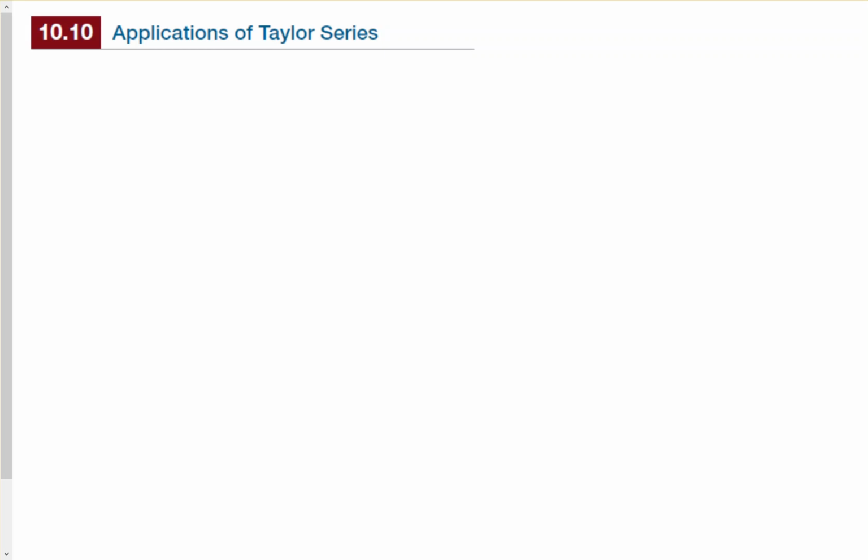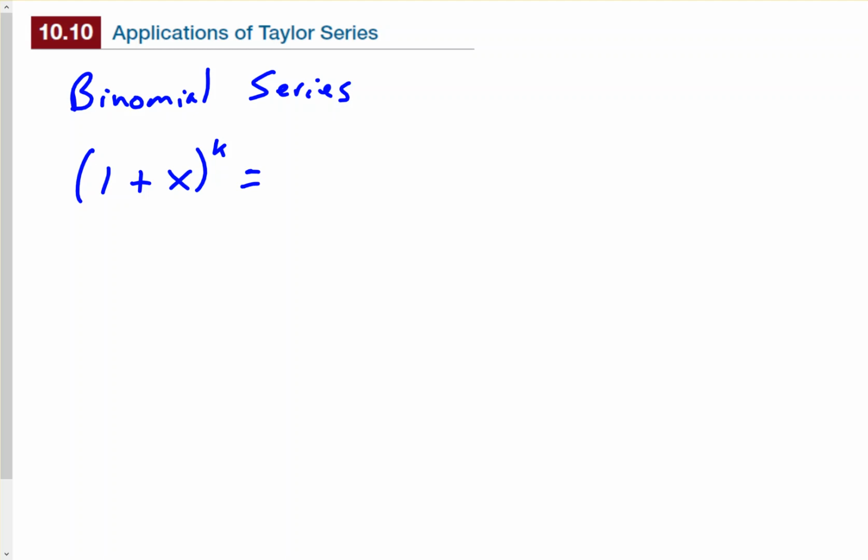Okay, so a binomial series is in the following form. Anytime you have 1 plus x to the k power, this is equal to 1 plus k times x.